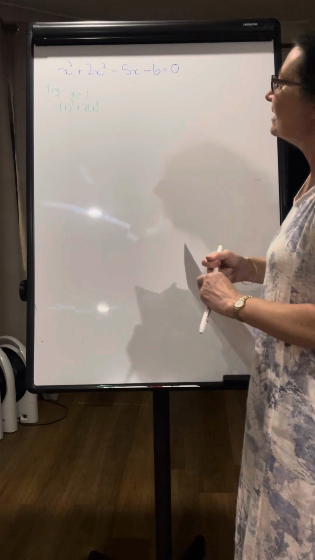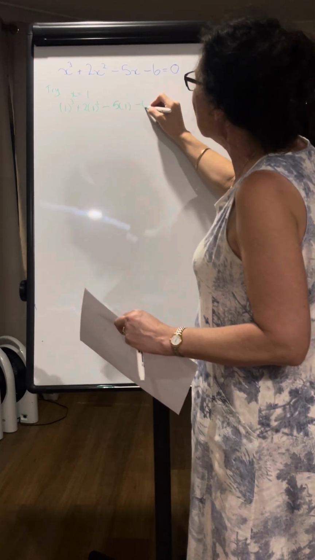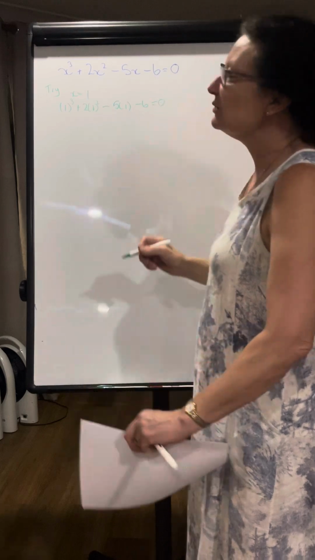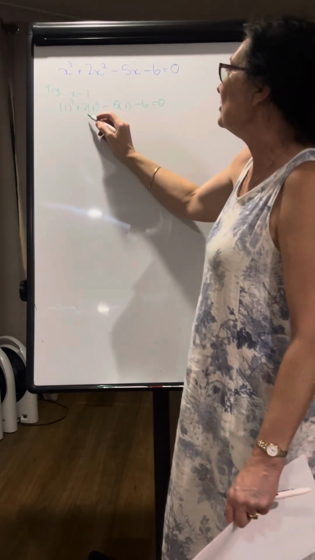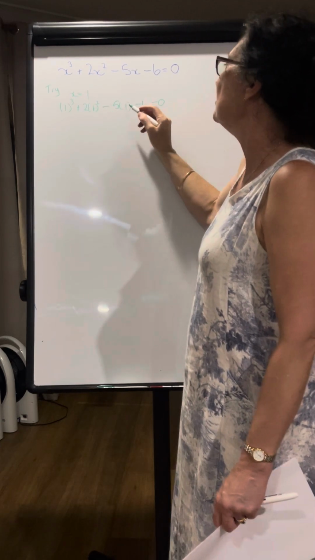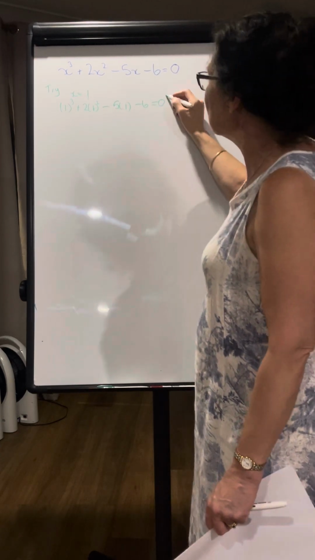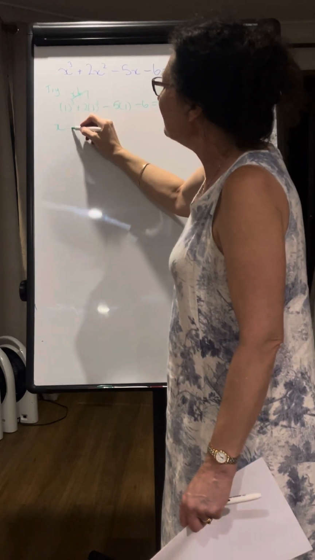So let's go back to this one. That's minus 5 times 1 minus 6 equals 0. Now this would be a good non-calculator one. So it's 1 plus 2 is 3, minus 5 is minus 2, minus 6 does not equal 0, so it doesn't work. So we can cross out that one. Then we try x equals minus 1.